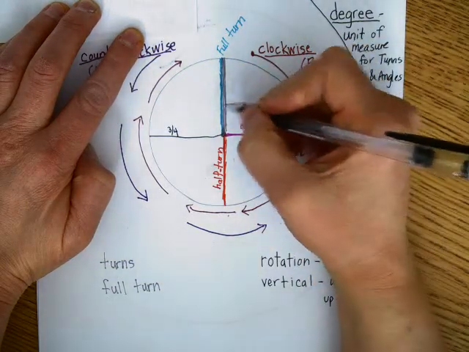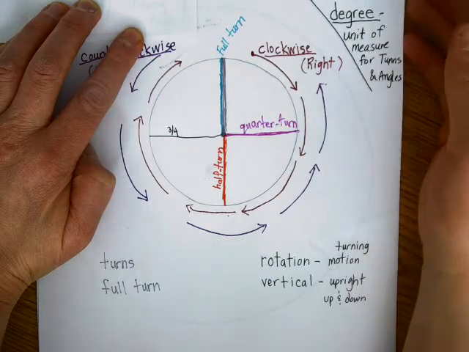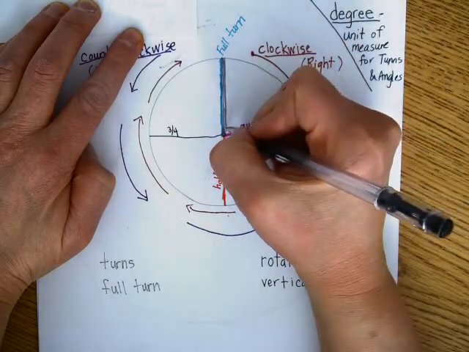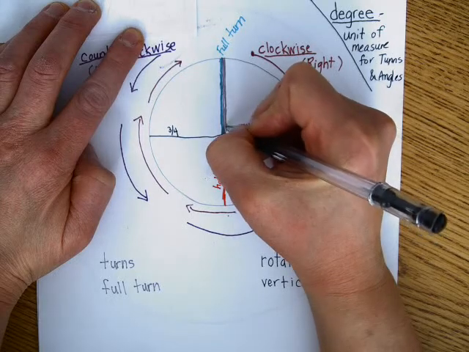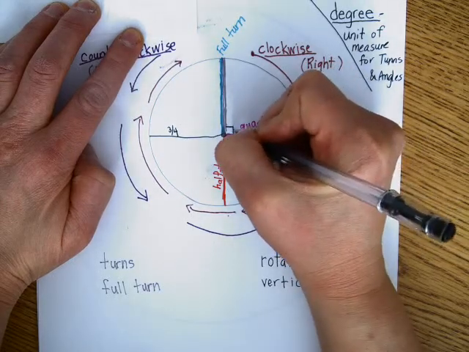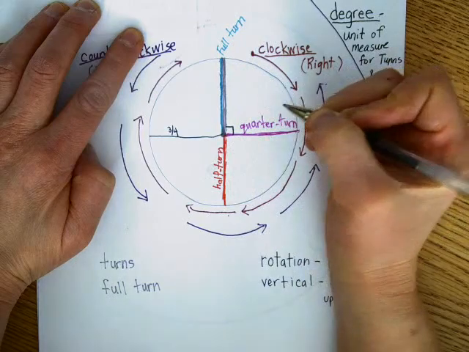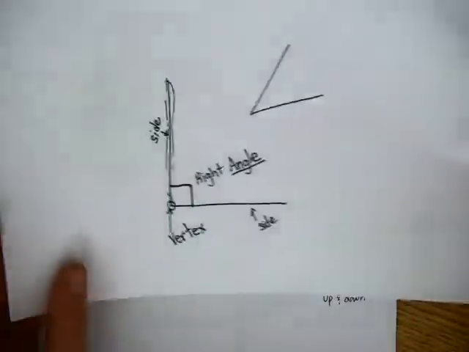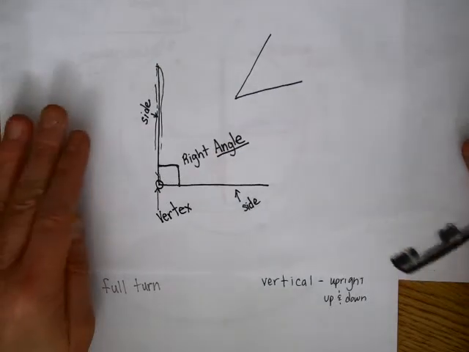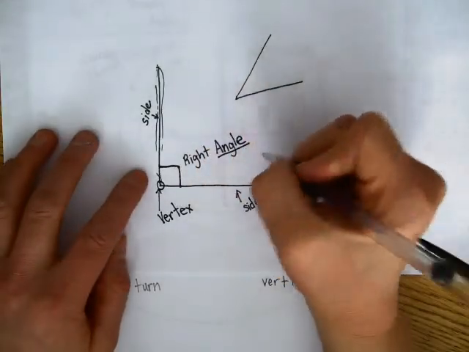And so when we look at quarter turns, we've talked about that there's a right angle in every quarter turn that you see. You'll see a right angle. And a right angle, which here is blown up a little bit bigger for us, is actually equal to 90 degrees.